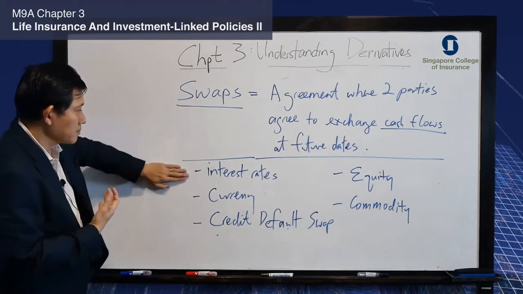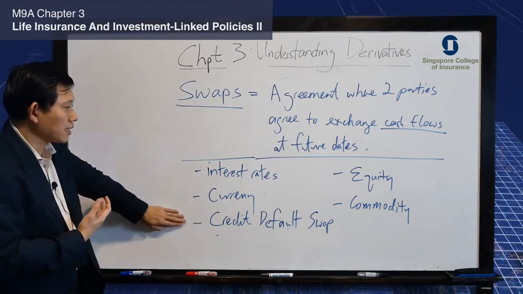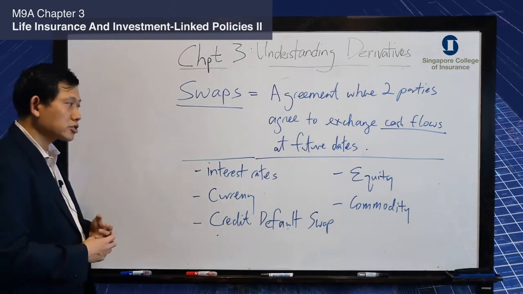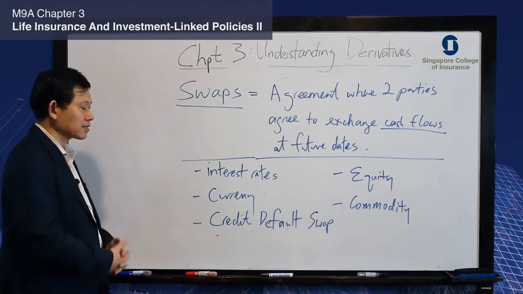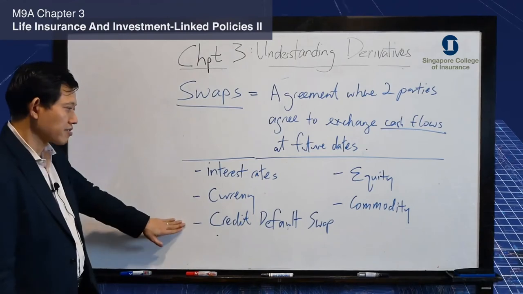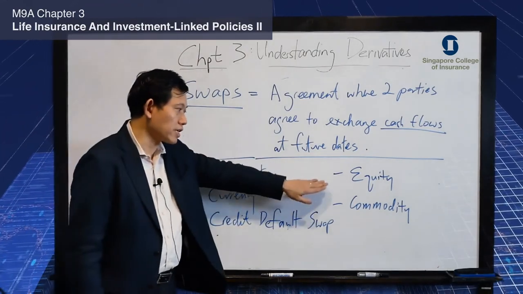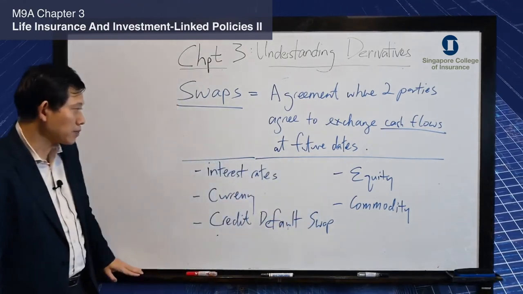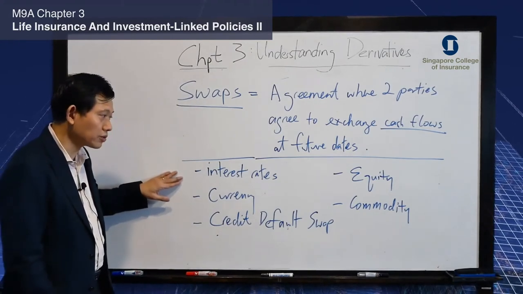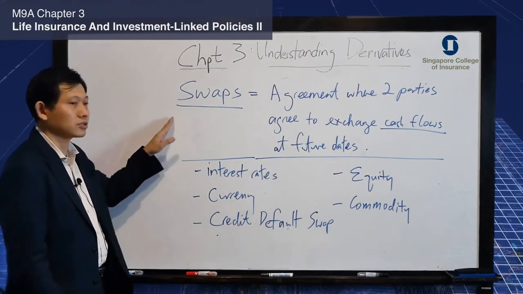Now, in recent times, these are the various swap contracts that an institution can purchase from investment banks. You have interest rate swaps, currency swaps, credit default swaps, equity swaps, and commodity swaps. I'm going to explain the purpose of the interest rate swap for you to have a better understanding of what this is all about.